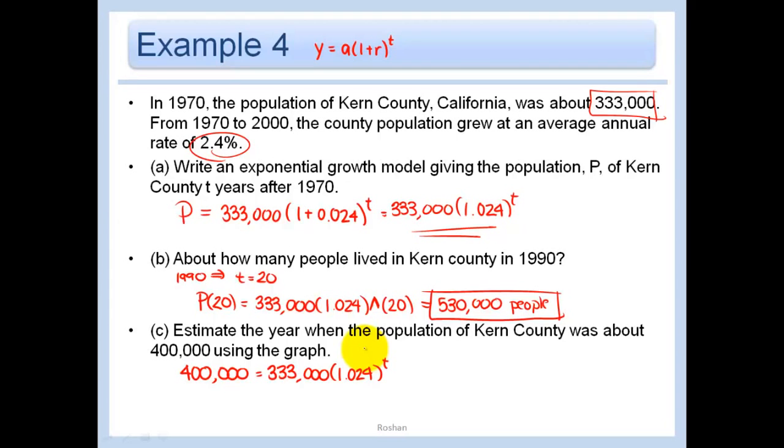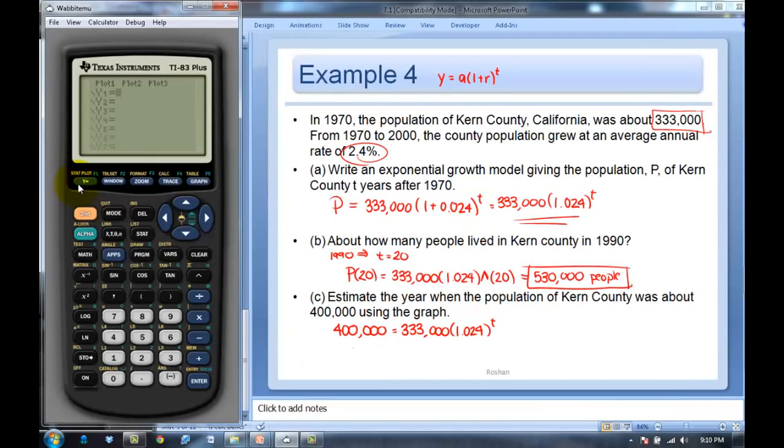Now I get out my calculator. So let's go ahead and go to y equals, and in y1 let's put 333,000 times 1.024 to the x power. Even though we have a t power here in your calculator, just always use to the x power. And then we want to know when that equals 400,000. So we want to know when y1 and y2 intersect, pretty much.